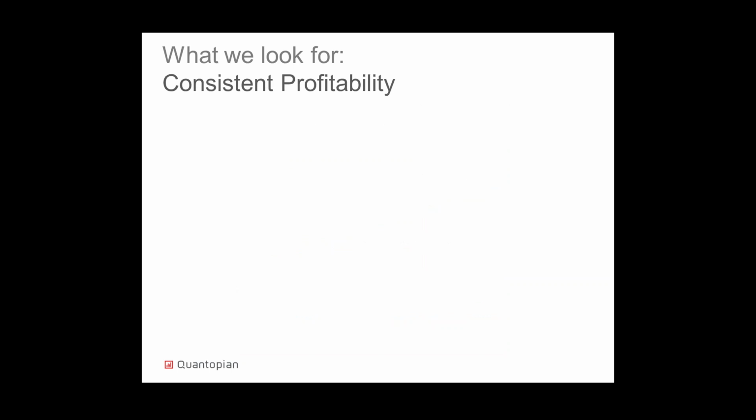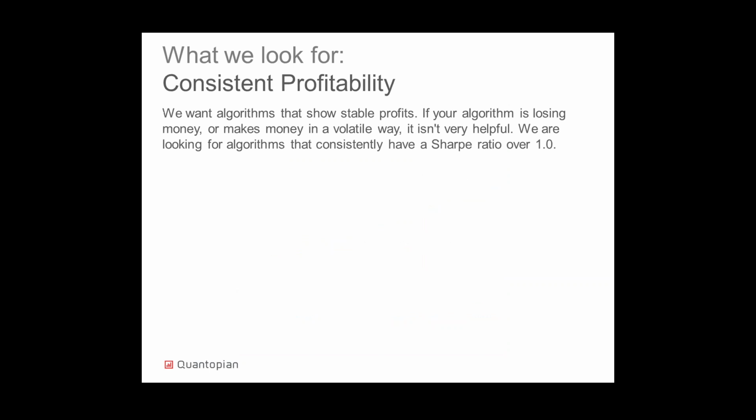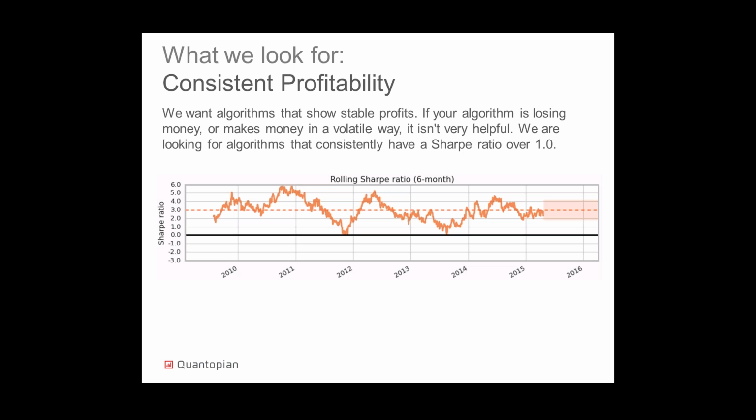So great, you can be low beta, but what if you aren't making any money? That's not particularly interesting. So we want algorithms that show consistent and stable profits. So an algorithm that's losing money, obviously, or making money in an extremely volatile way is not particularly helpful. It's not exactly what we're looking for. And the bar that we're using as a rule of thumb is algorithms that have a consistent Sharpe ratio of over 1 are at least interesting for us to take a look at.